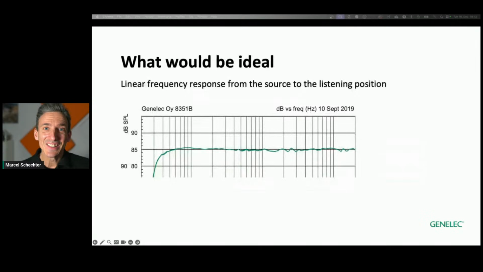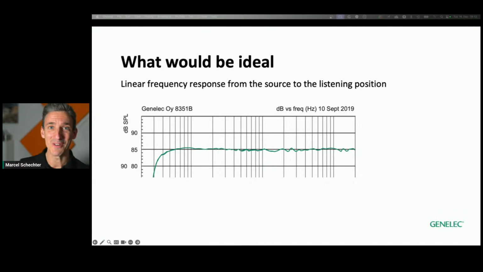What would be ideal would be a somehow linear response. So linear from the source to your ears. And actually, I have to say this is pretty impressive. I'm always just thinking it's very, very good R&D work that, for example, our 8351B looks like this. So as you see, this is within a tolerance of plus minus 0.5 dBs.